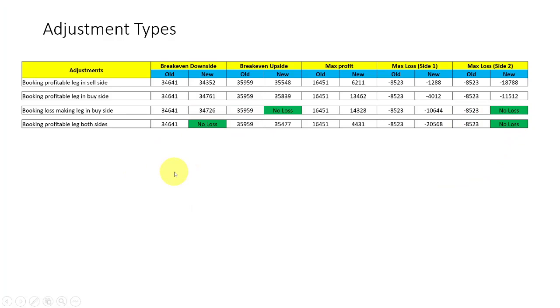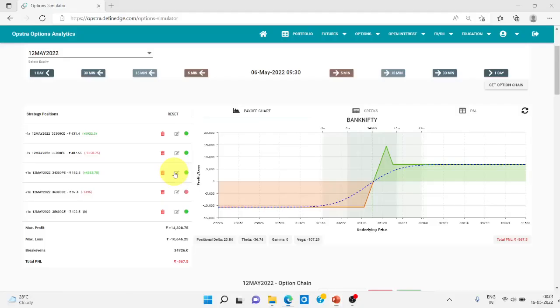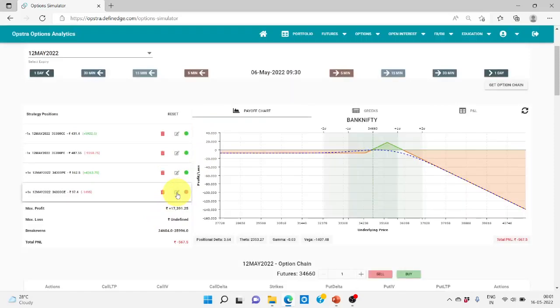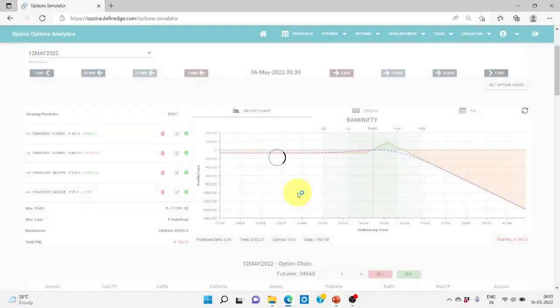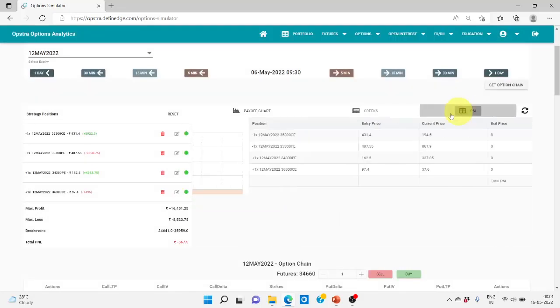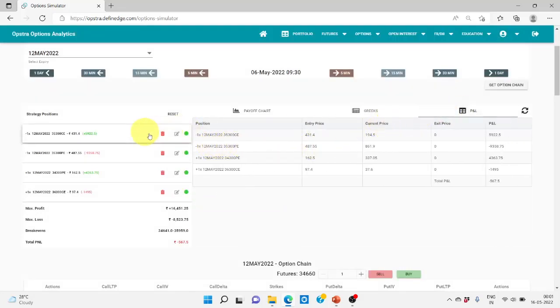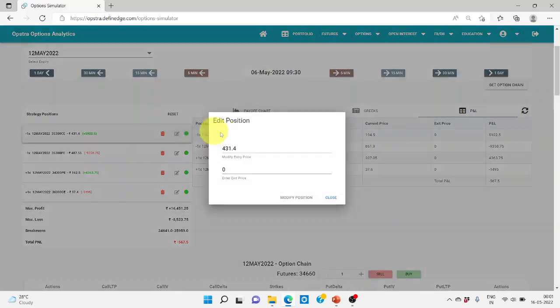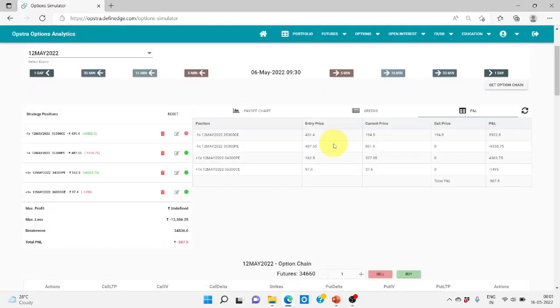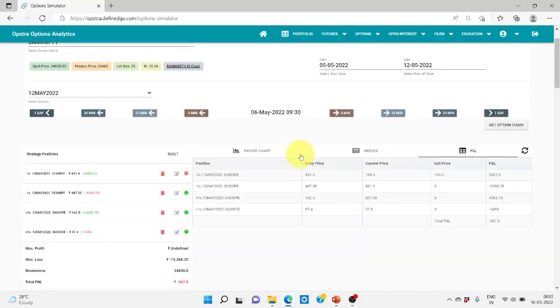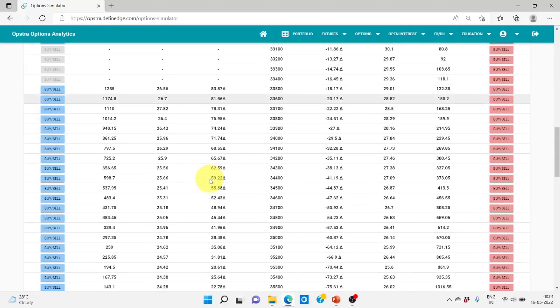And the fourth adjustment type is booking the profitable leg on both sides. So we are going to book profit on both sides. We are getting profit in the 35,300 call that we sold. So we are booking that, and the call that we are going to sell is 34,600.